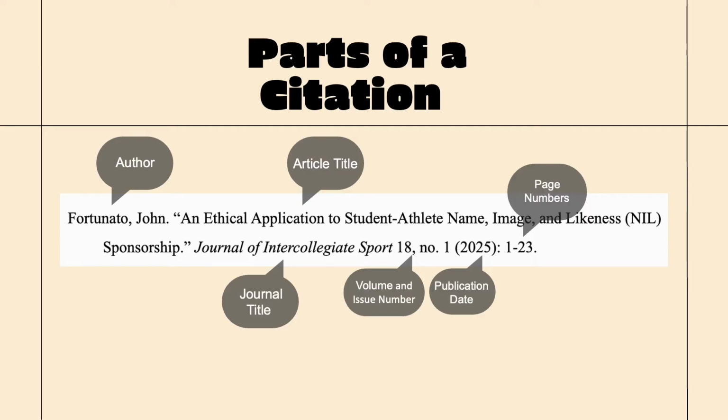In this example, we'll use a journal article. To create a complete citation for this source, you will need the author, the title of the article, the name of the journal the article appears in, the volume and issue number for the journal, the publication date, the page numbers the article appears on, and a DOI or URL if available.